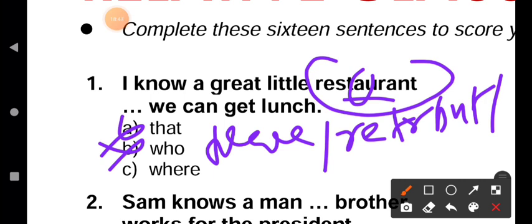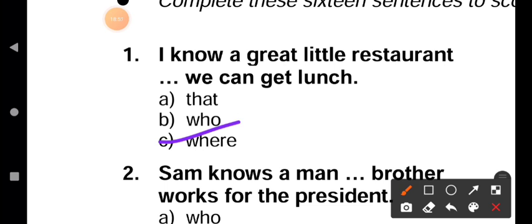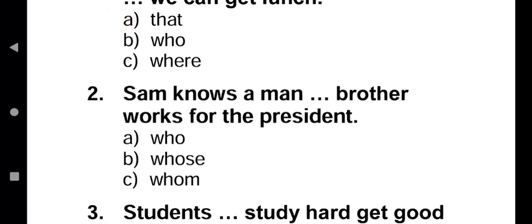That is the right answer, my dear students. Where is the right answer? I know a great little restaurant where we can get lunch. That is the right answer. Before, I have explained to you: for a place, where; for a time, when; for a reason, why. These are relative adverbs. But next question, what is the next question?